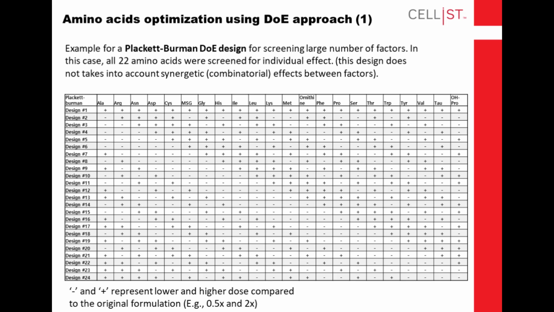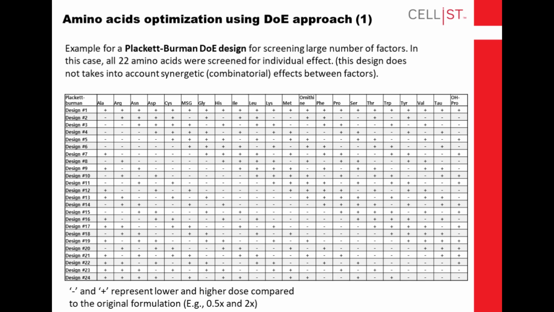So all 22 amino acids were actually included in this test. It includes 24 designs, so 24 vessels, 24 bioreactors needs to be used. And one problem with this design, though, it cannot take into account any synergetic effect or combinatorial effect between factors. It can only measure individual contribution of those amino acids. But it may be useful to do this because it can target a few amino acids or other components that specifically for your cell line have an influence. And you can easily adjust those amino acids and then do validation experiments.